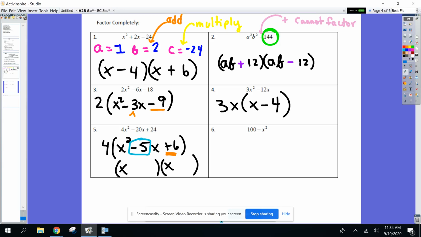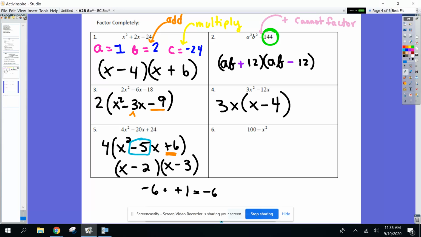x minus 2 and x minus 3. Great job. -2, -3, everybody. Great job. Okay. Some of you guys, did anybody have -6 and +1 maybe? The problem with that is when you multiply them, you get -6, and we needed +6.